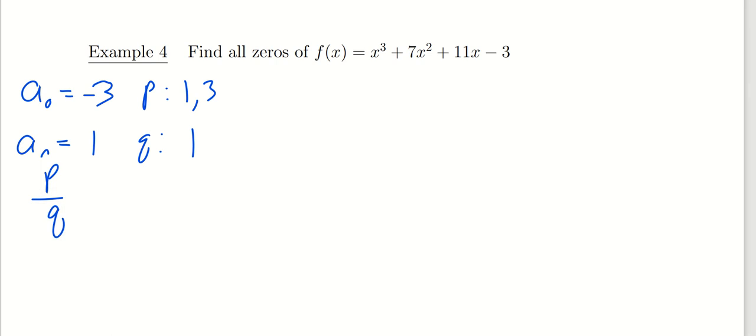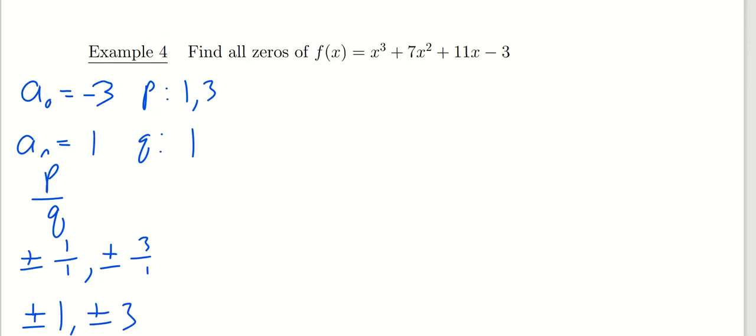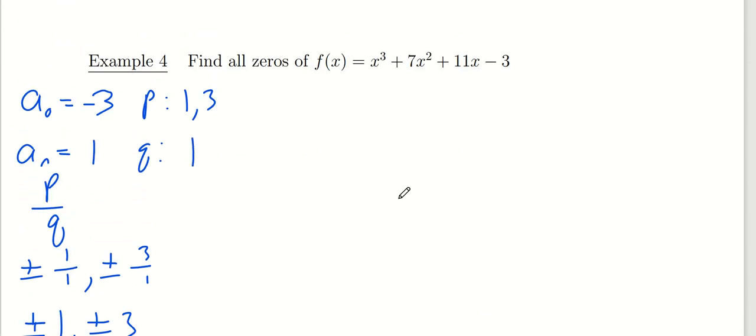So our potential rational zeros, again, they have to be of the form p over q. They could be plus or minus 1 over 1 or plus or minus 3 over 1. So we get 4 possibilities here. They're going to be plus or minus 1 or plus or minus 3. Let's go ahead and see if we can find one. Let's start, again, I'll do synthetic division. Let's test positive 1 first. Let's see if positive 1 can be a zero of this thing.